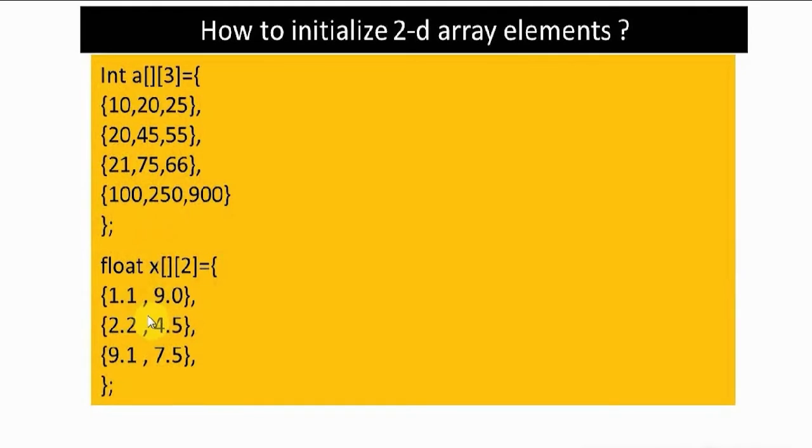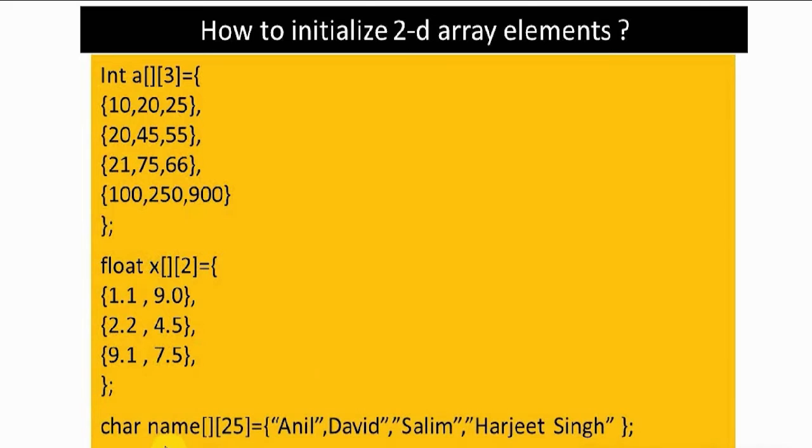This is another example which is quite the same as in the previous case. The only difference is this happens to be of float data type, and this is a special case whereby we can have a character 2D array.